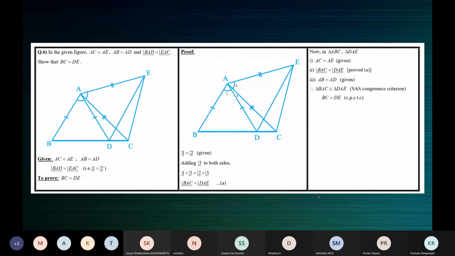Ma'am, in that adding angle 3 to both the sides you wrote, can we write directly that angle 2 plus angle 3 is equal to 180 degrees? Angle 2 plus 3 is 180, yeah? Oh, sorry. Okay.